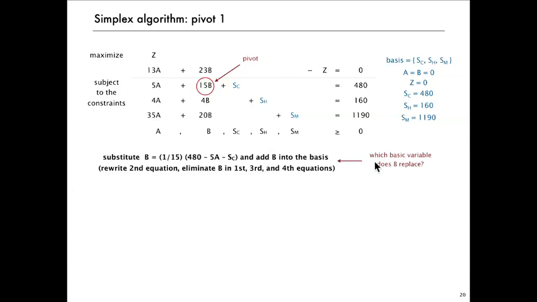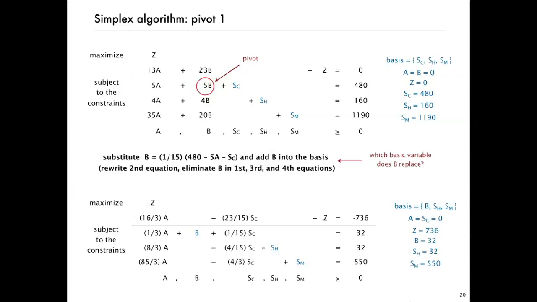To start, you just might think about how you figure out which variable it replaces. If we do the math here, here's what the system of equations looks like. So that's just substituting b into the other equations, including the objective function. And now our basis is b, sh, and sm. A and sc are 0. And our objective function says that z equals 736. So that's called a pivot.